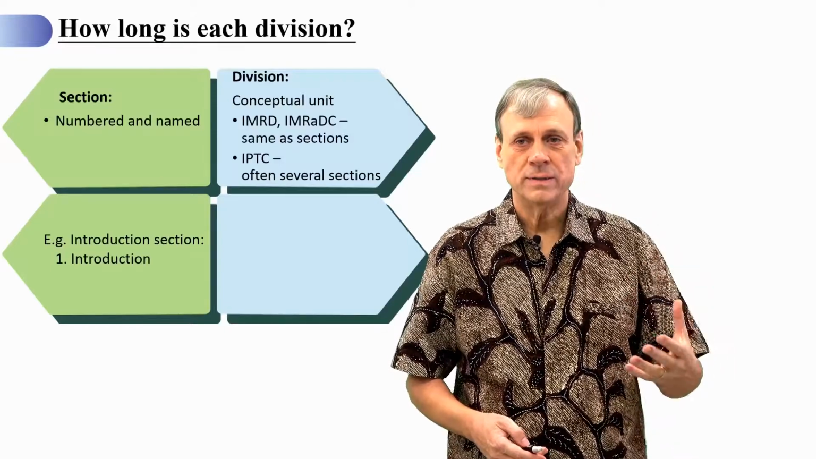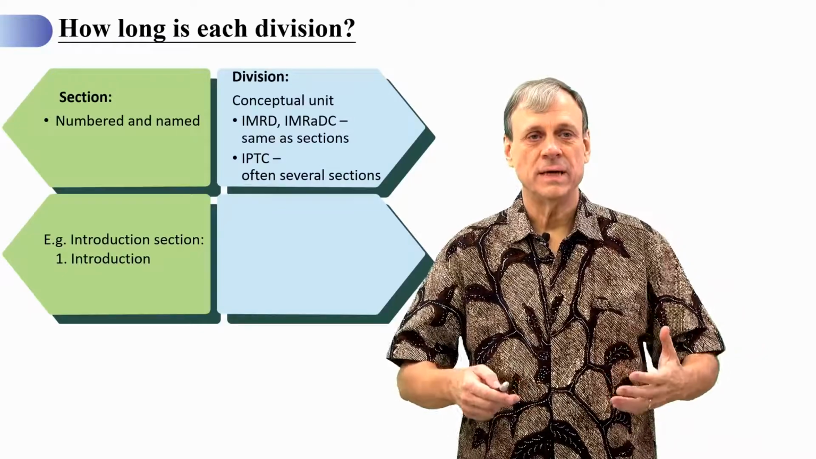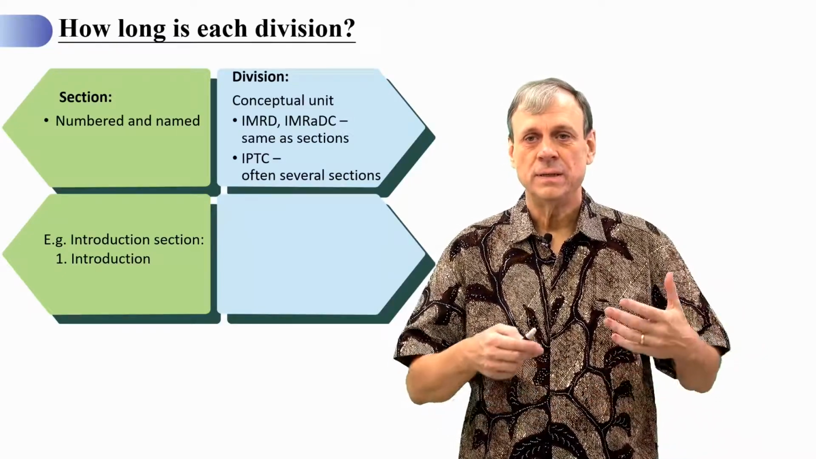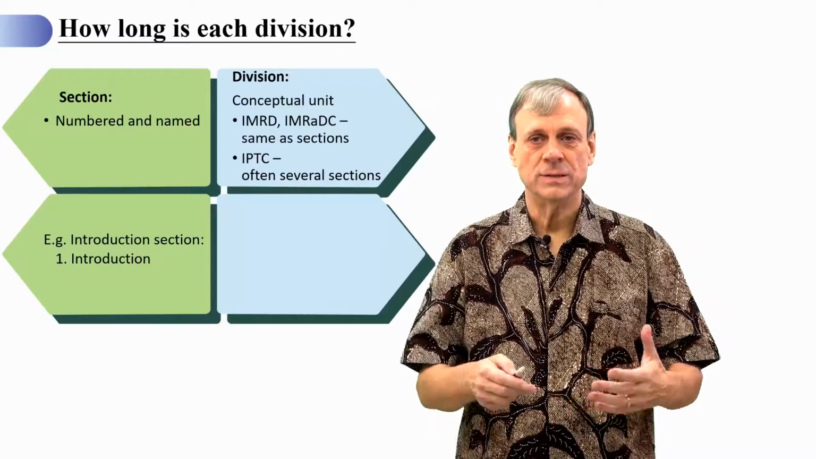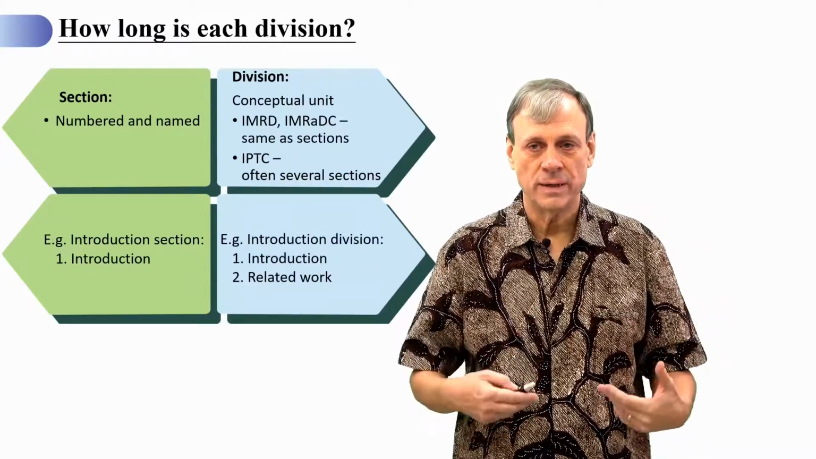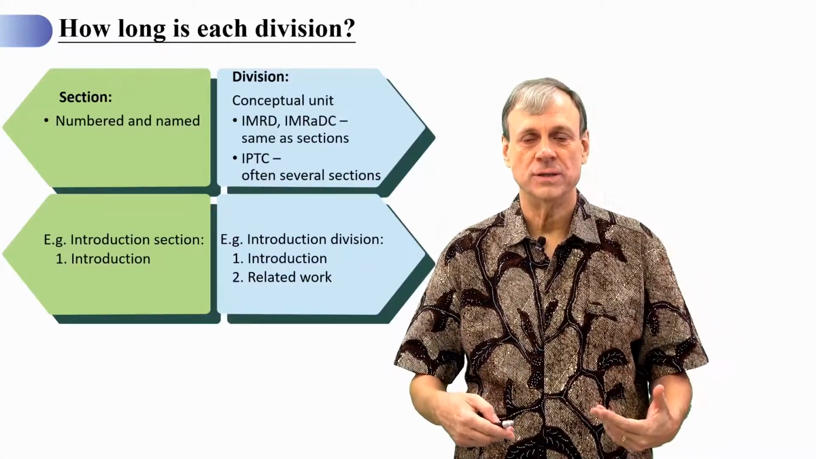In IMRD and IMRaDC, they may be exactly the same as the section names. But in IPTC, you may have several sections as part of one division. For instance, you could have a related work section, which is part of the introduction division.